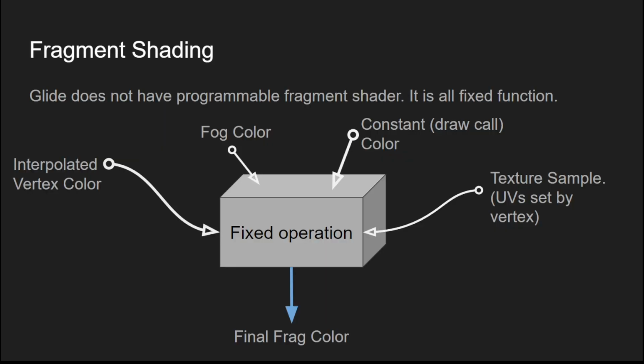So speaking of the fragment shading, let's talk about how Glide does shading. Glide is fixed function. We can visualize this as many different parameters, some might even call them uniforms, combined in this great big box to produce a final color. So how do we combine them?